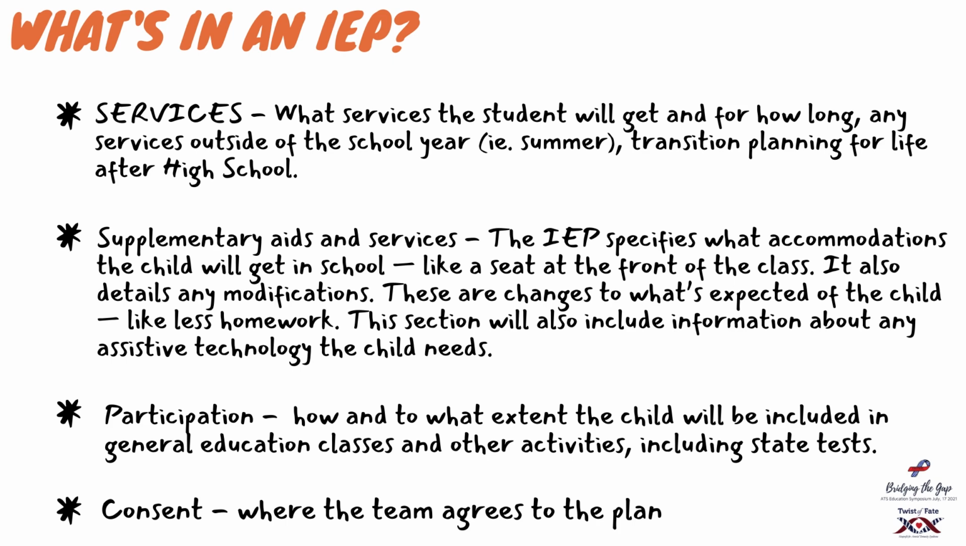Any services outside of the school year, for instance, during the summer, we have extended school year options, transition planning for life after high school. It may include information about supplementary aids and services. It specifies what accommodations the child will get in school, like a seat at the front of the class. It also details any modifications, and we'll go through those a little deeper later. These are changes to what's expected of the child, like less homework, for example. The section will also include information about any assistive technology the student may need.